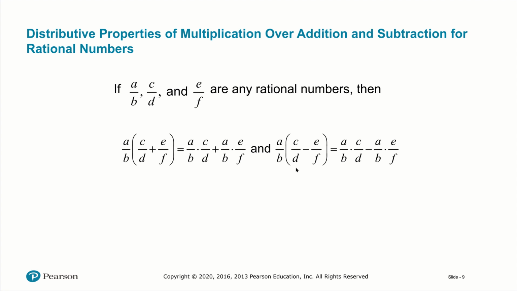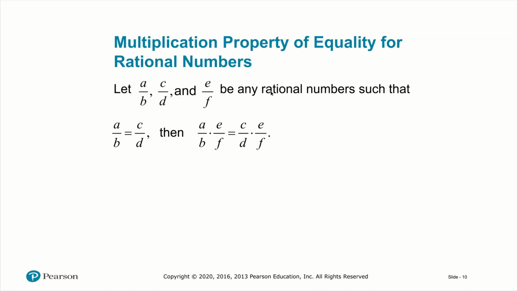These are the left distributive properties stated here. So we have the multiplication property of equality for rational numbers as well. Basically, if you know that a over b equals c over d, you can go ahead and multiply both sides by the same rational number, and this will be an equivalent equation to that one. What we mean by equivalent equations are equations that have the same solution, basically, or if there's no variable in them, the same validity.